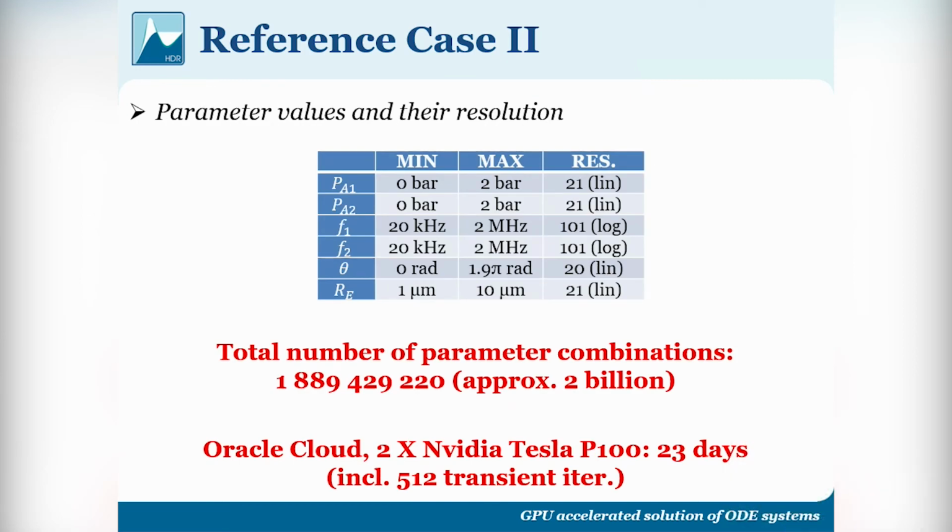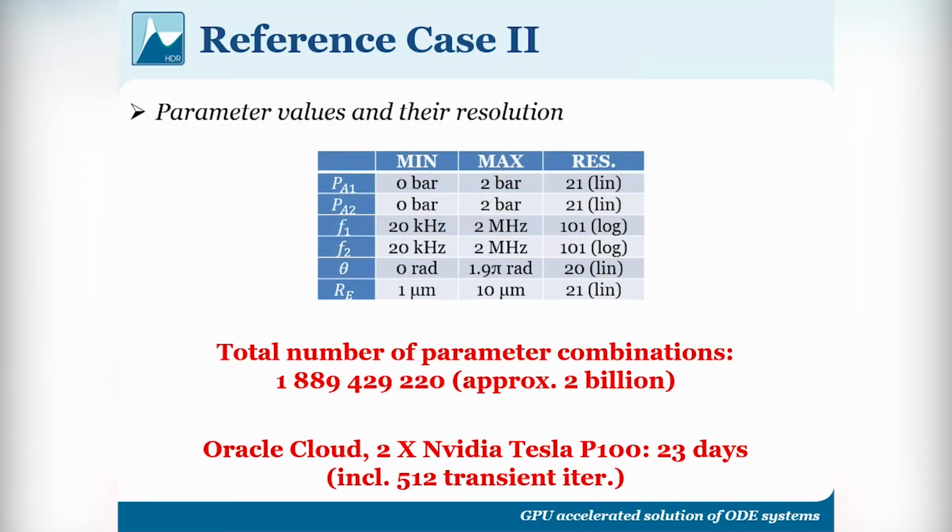So the problem here is that if we use only a moderate resolution of these parameters, between 20 and 100, and we multiply them together, we can end up with approximately 2 billion parameter combinations. But using only two Tesla K20 and Tesla P100, it took only 23 days.